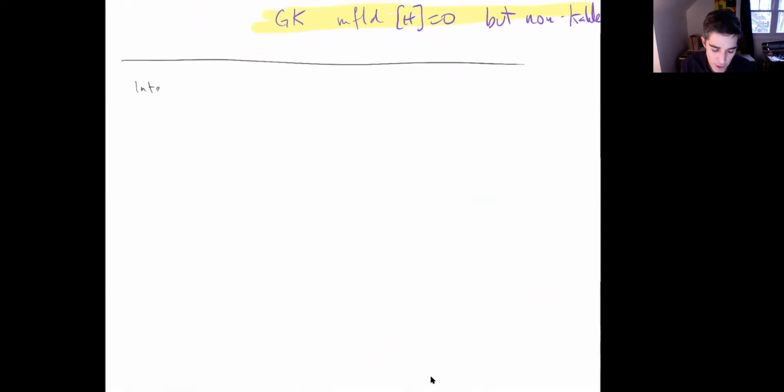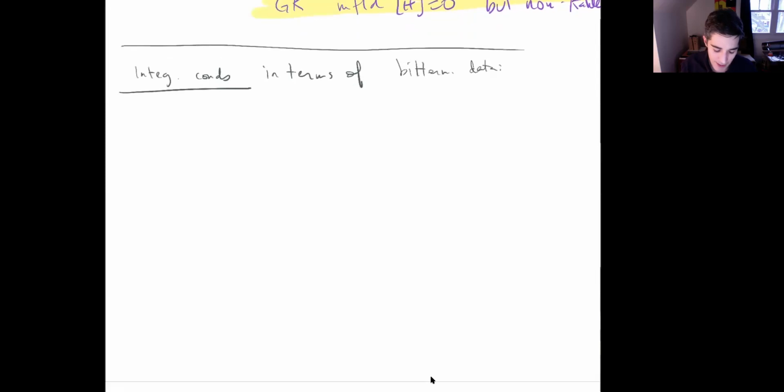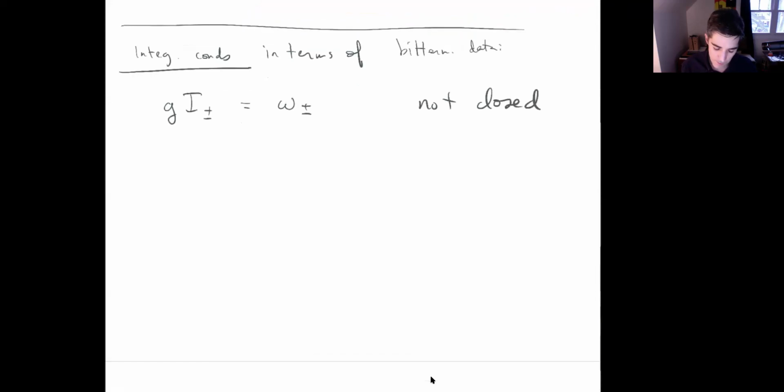So the integrability conditions in terms of the bi-Hermitian data, and this is something that I'm sure all of Jeff and Mario's students have seen in great detail. It's basically that if you take the metric and you combine it with the two complex structures, you're going to get your candidate Kähler forms, but these are not closed.